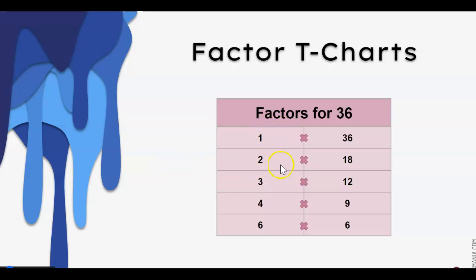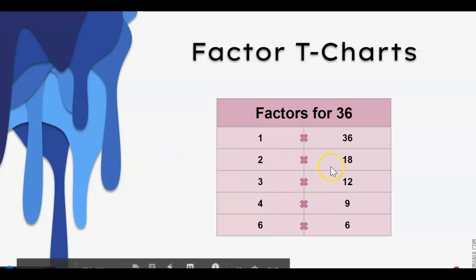And you see all of these multiplication facts right here, they result in the product of 36. And on the last one, you'll see that there's a 6 times 6 for the multiplication facts. Now, even though 6 is listed twice, we only need to list it one time when we list all the factors of 36.